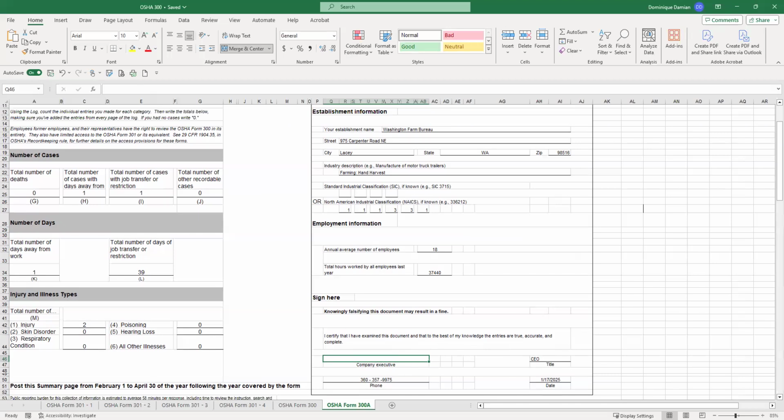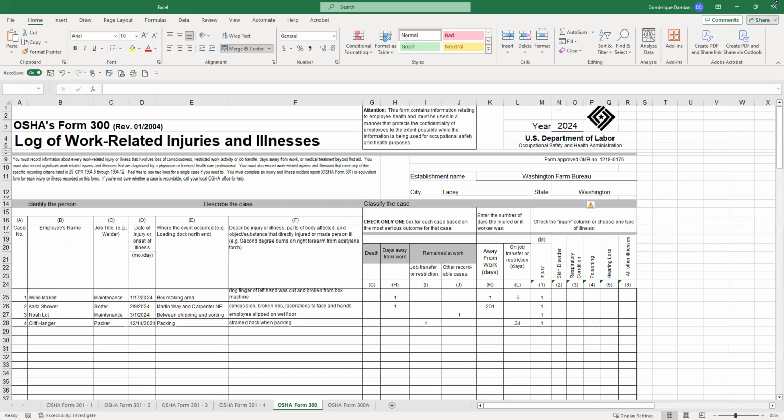Let me see if I can attach the Excel spreadsheets real quick. I did not. Oh, I got to close this first. Okay, so now you should have an Excel spreadsheet for the OSHA 300 forms, as well as a cheat sheet, a decision tree, and a complete PDF package that has a lot more instructions and everything with it.